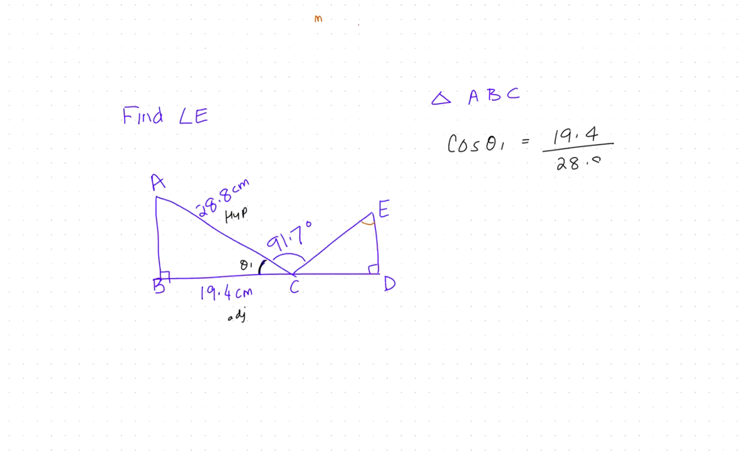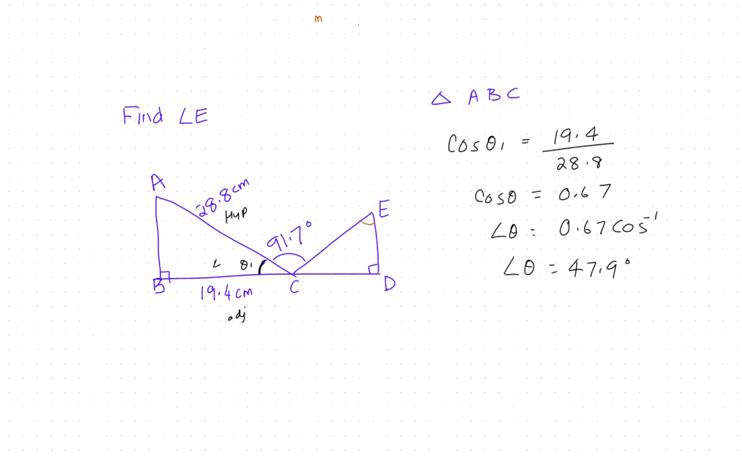It comes to 19.4 divided by 28.8, which is 0.67. So cos theta is 0.67. So angle theta will be cos inverse of 0.67. We press second function and then cos inverse of 0.67. It comes to 47.9. So we know this is 47.9.